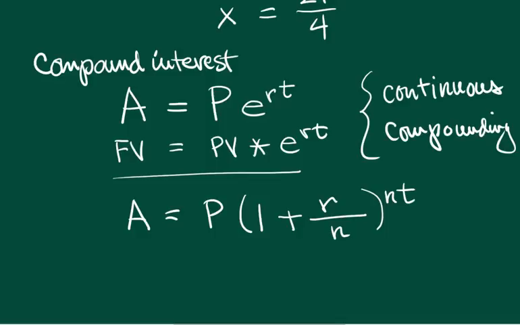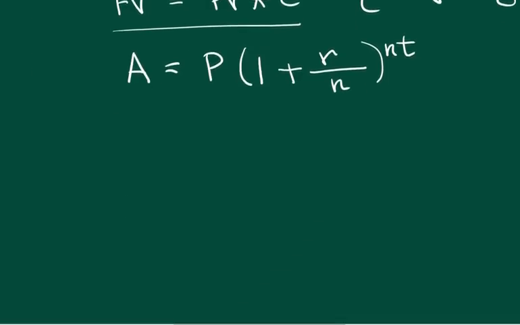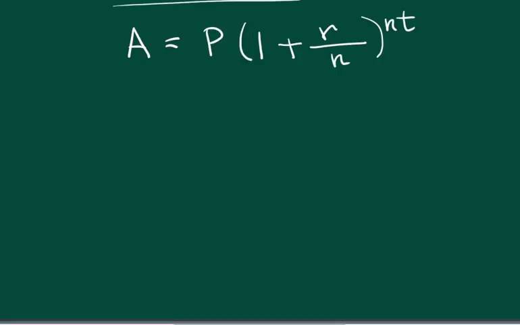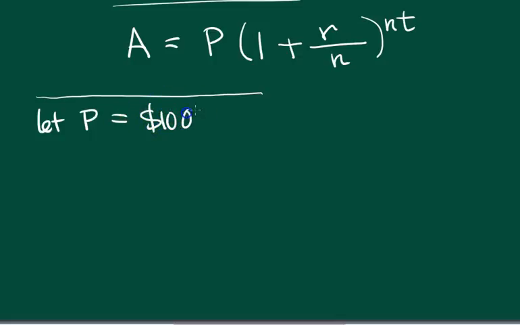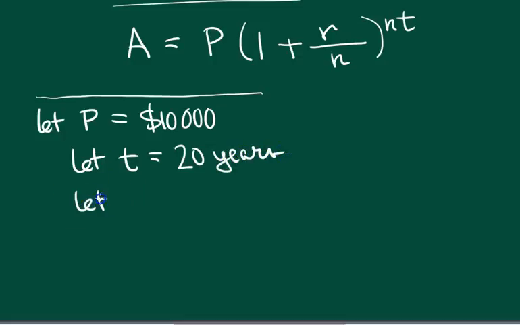So let's look at a simple example here. We will compare a certain amount invested in both of these cases for a certain number of years. So let the principal be $10,000, and let the time be 20 years. And let's let the rate be equal to 5%.